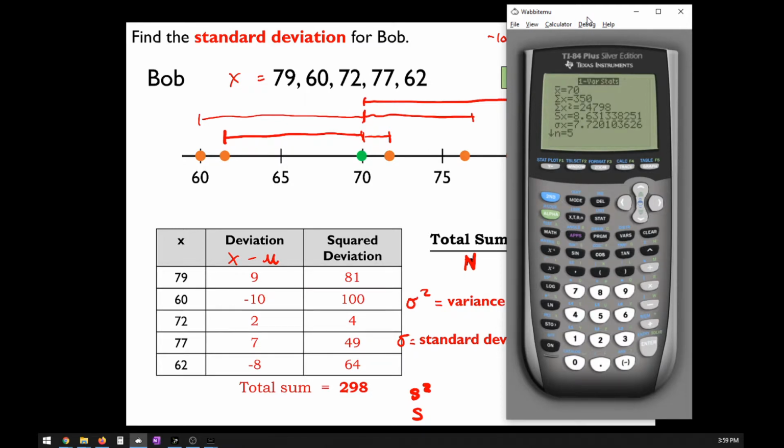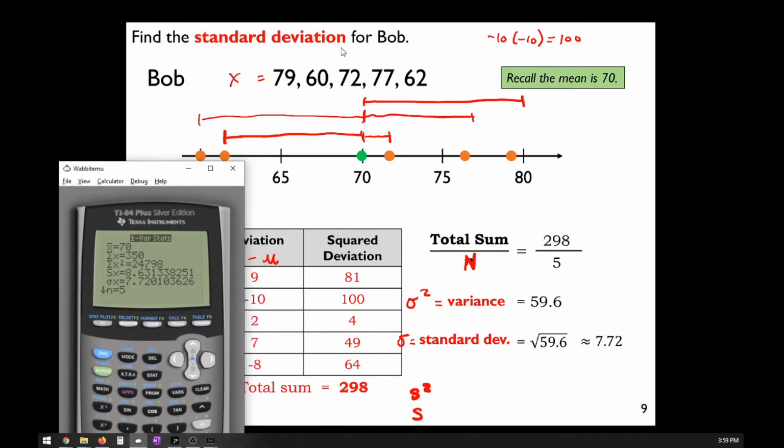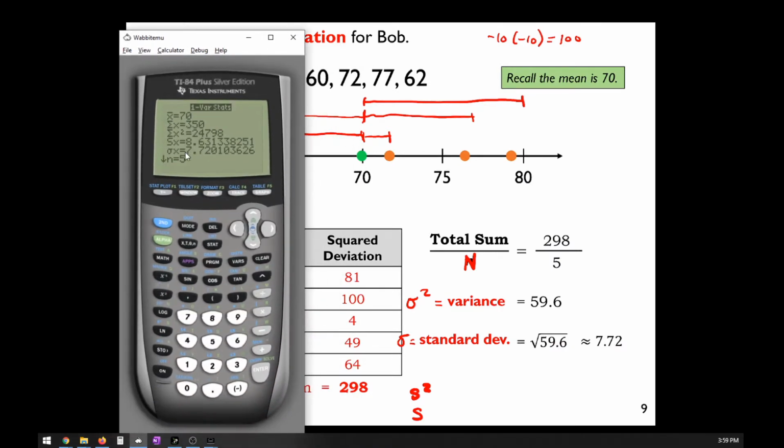And sure enough, because we treated this like a population, the standard deviation is sigma. So that's 7.72. And let's pretend that we started with this. How would we get the 59.6? We would square this value, right? This sigma.